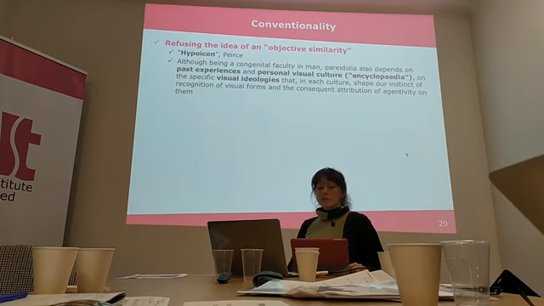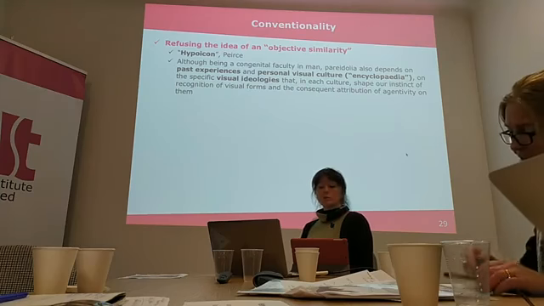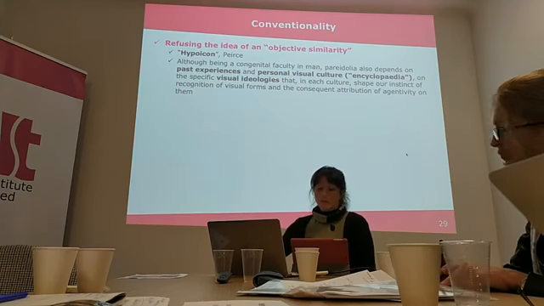Although being a congenital faculty, pareidolia very much depends on the observer's past experiences and visual culture, what we generally refer to by means of the concept of encyclopedia. That means on the specific visual ideologies that in each culture shape our instinct of recognition of visual forms and the subsequent attribution of agentivity to them.